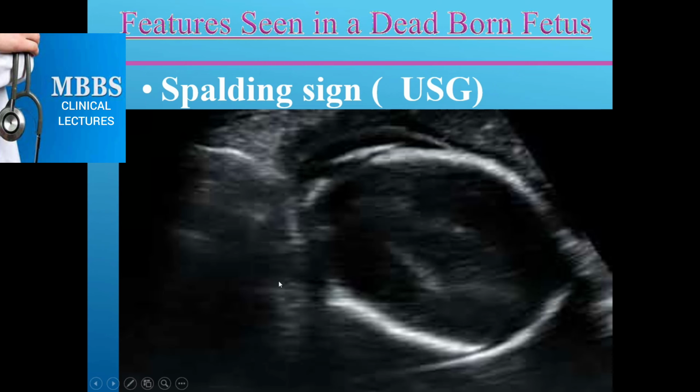This is a Spalding sign. You can see this is an ultrasonogram of a pregnant lady. The fetus is inside the womb and this is overriding of the skull bone. This is called Spalding sign, which, if positive, means intrauterine death of the fetus is confirmed.